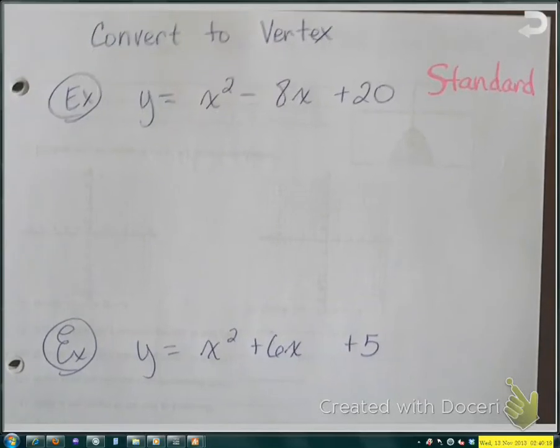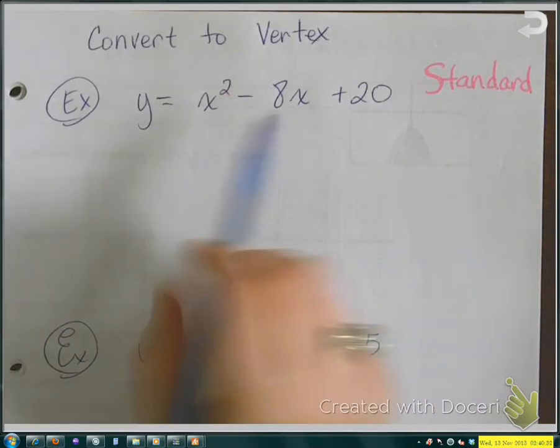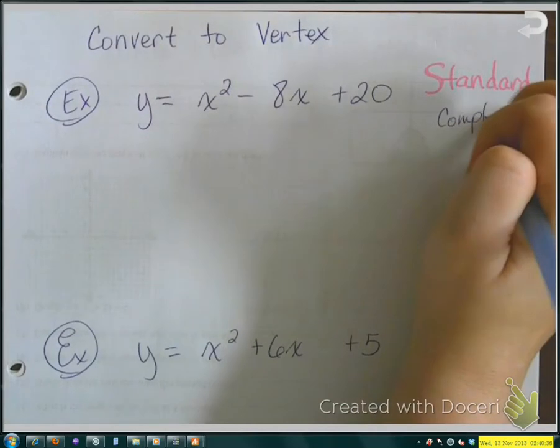Okay, so now we're going to convert to vertex form. You can only convert to vertex form from standard form. We cannot go from factored straight to vertex. Okay, so in order to convert, we're going to use a little tool called complete the square.